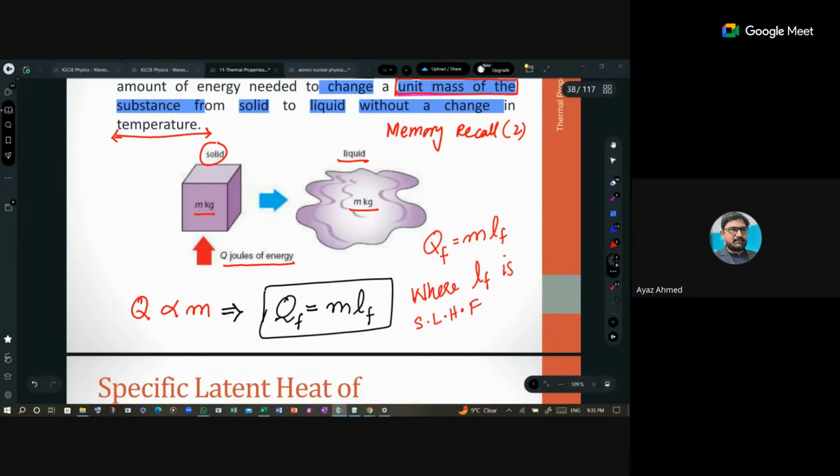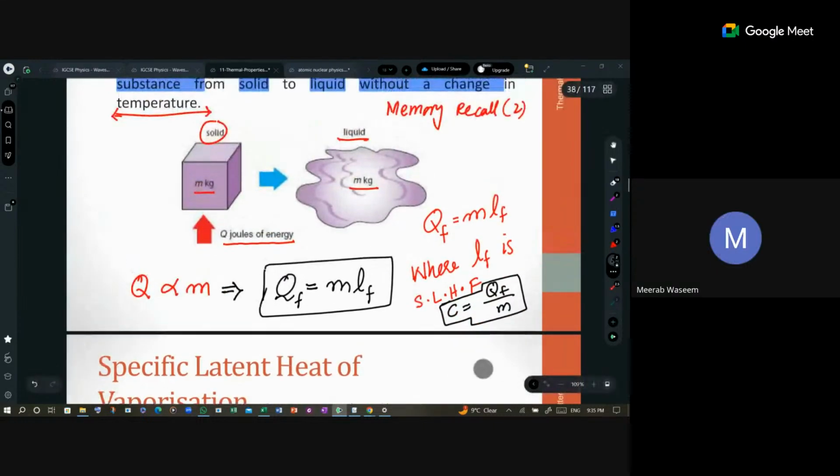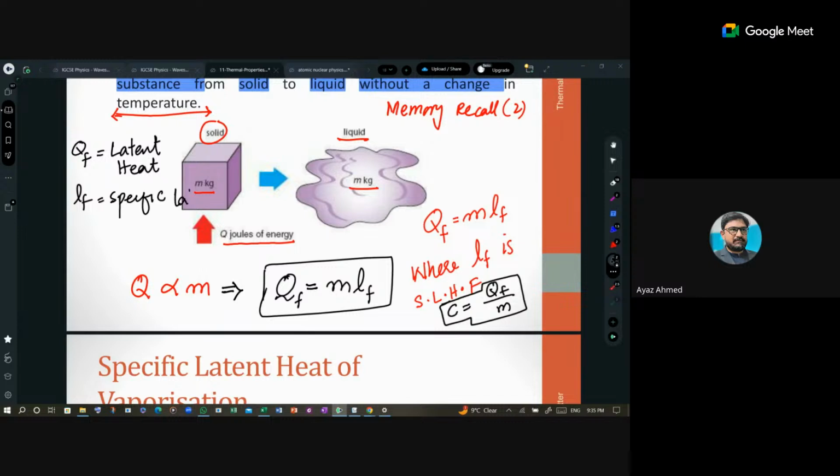Okay, and what will be its equation then? LF is equal to QF divided by M. That's why its unit is joule per kg. And sir, what is QF? QF is the total heat required for fusion, and M is mass, right? Yes. QF is latent heat, you can simply say latent heat, and LF is specific latent heat. Okay, is it clear? Yeah, it's clear now.